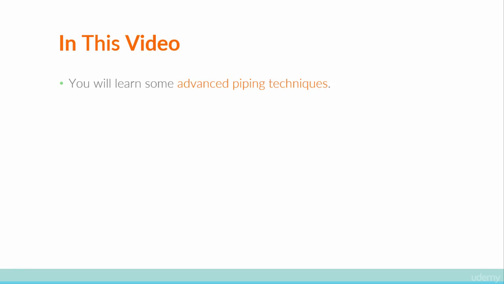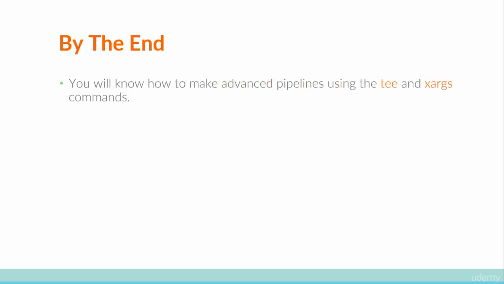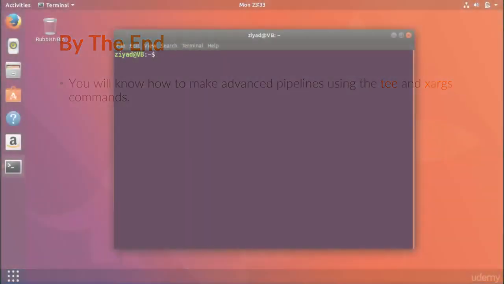So, with the basic stuff you learned in the last video about just taking the output of one command and piping it directly into the standard input of another, that doesn't leave much room for flexibility. Whereas there's loads of really cool things that you can do with your pipelines if you learn just a few more techniques. So in this video, we're going to go over those advanced piping techniques, and by the end, you'll know how to make advanced pipelines using the tee and xargs commands. So let's go ahead and jump into it.